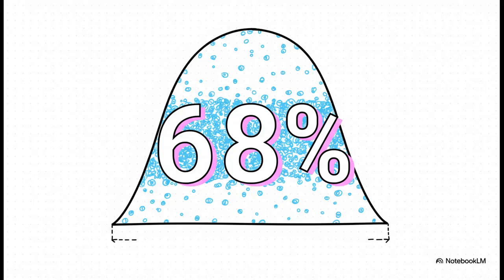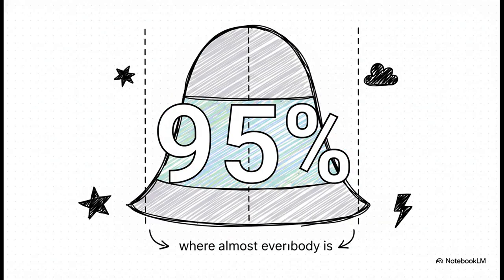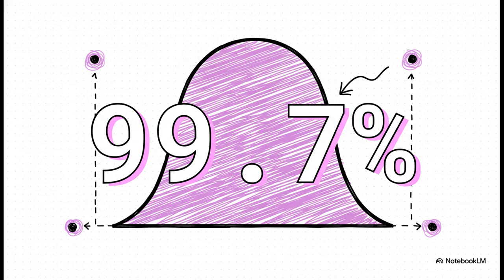Okay, so first up, about 68%, so more than 2/3 of all the data points are going to fall within just one of those steps away from the average. This is where the vast majority of outcomes land. Now, if you take two of those steps out from the average, you've suddenly captured 95% of all the data. This is where pretty much everybody is. If you're outside of this range, you're starting to get a little unusual. And 3 steps out from the middle covers a whopping 99.7% of all the data. This means that any data point that falls beyond this line is incredibly rare. We're talking about a real outlier.